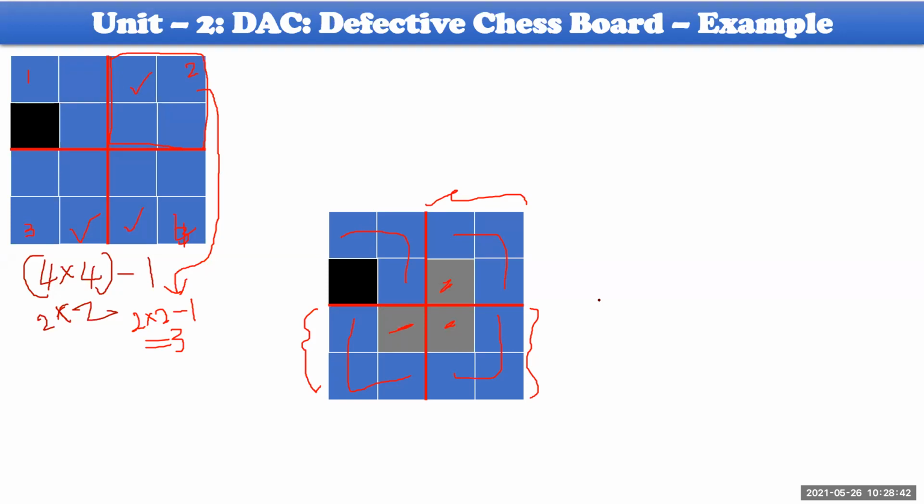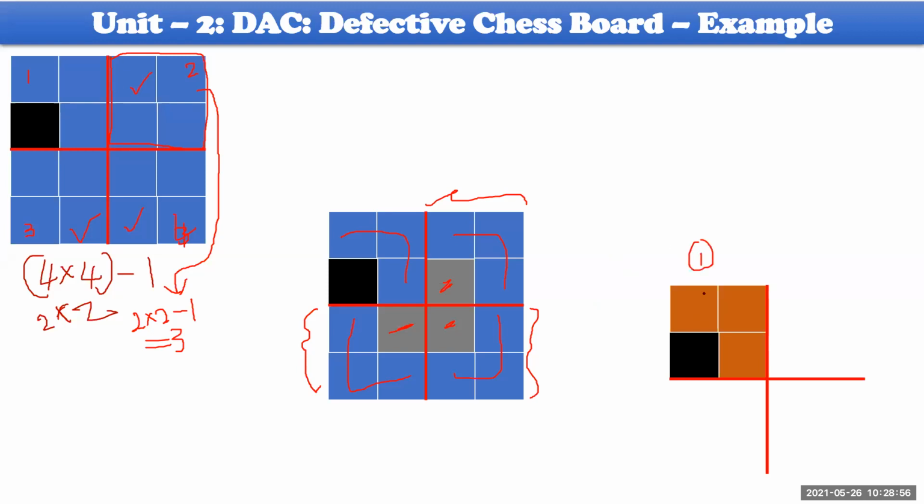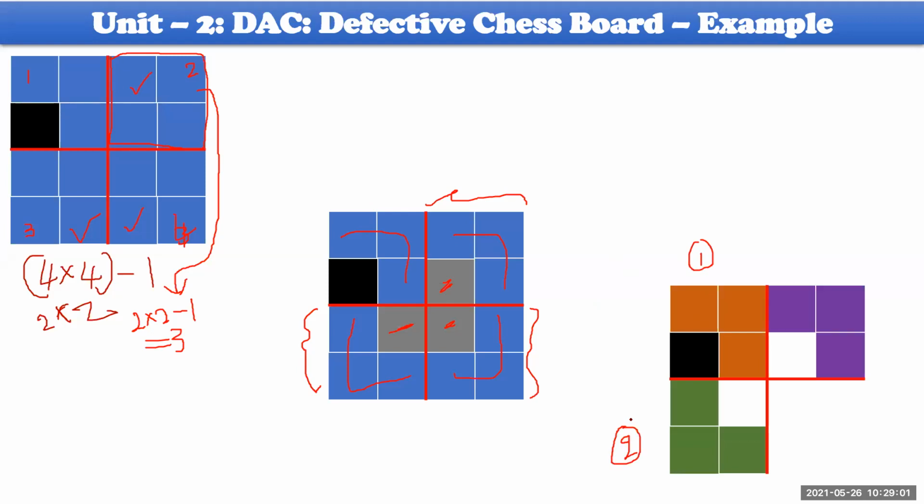Then you have colored them, then you could identify. So this is actually a defective chessboard. One triomino can be used to fill the first 2x2, another triomino will be filled with the second one, and another triomino is filled with the third 2x2. Another triomino can be filled with the fourth 2x2. The artificial defective tiles which you have considered will be filled with some other color.